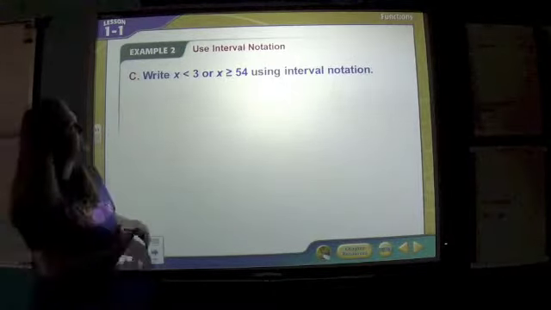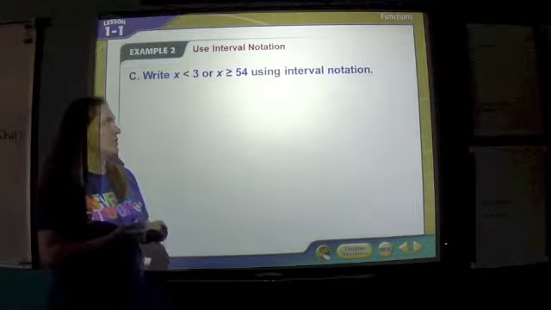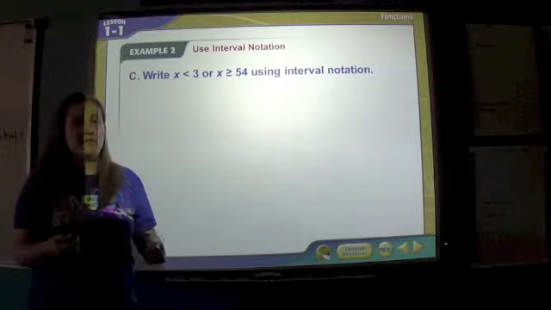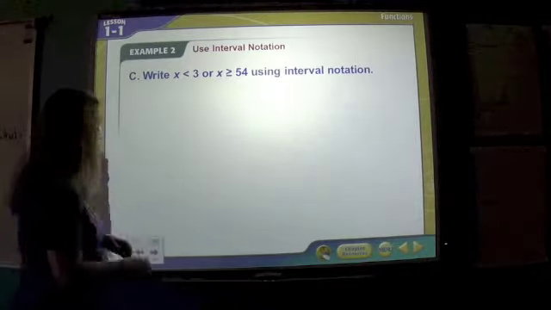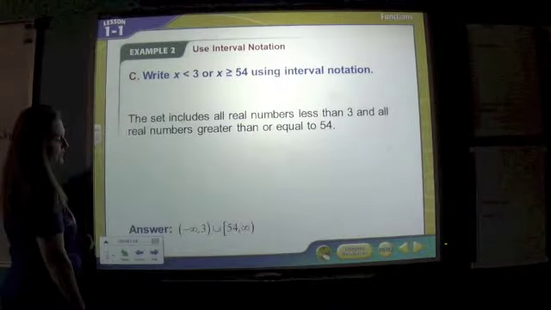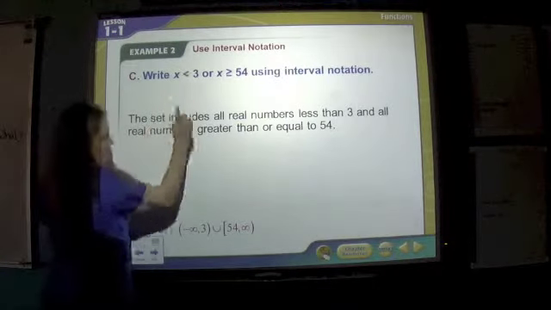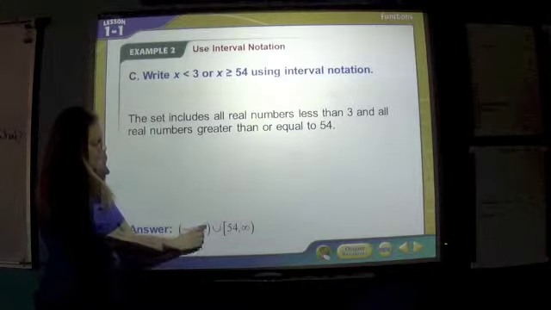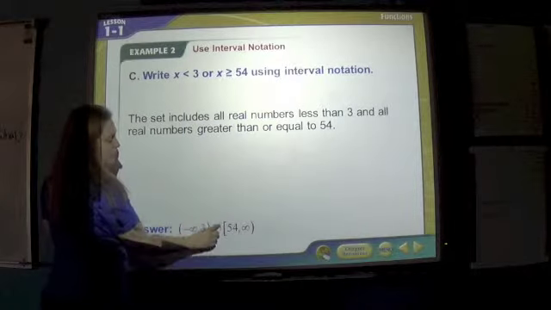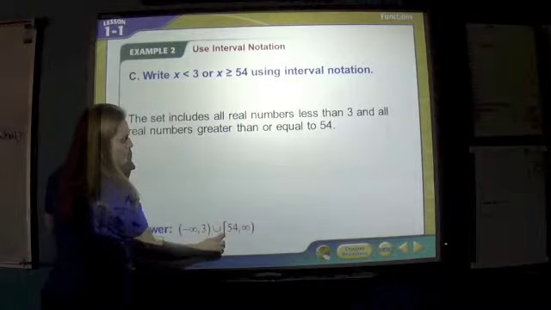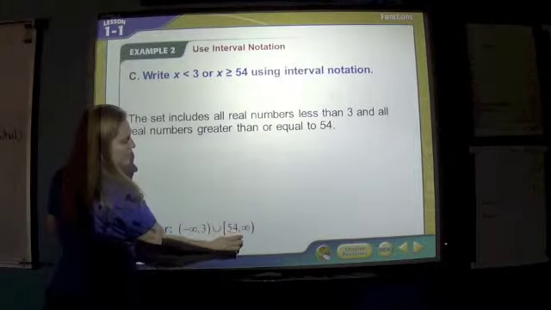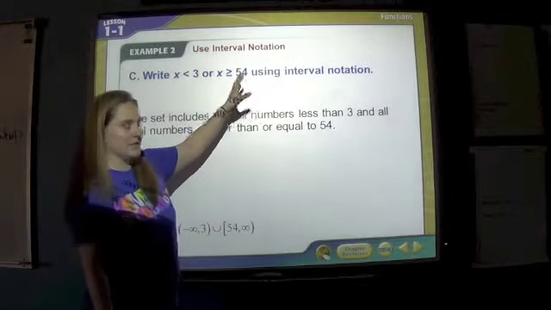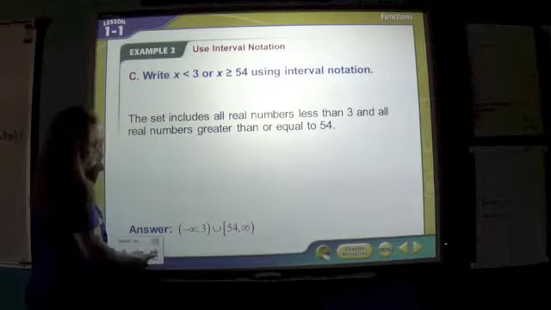Okay? Write x is less than 3 or x is greater than or equal to 54 using interval notation. So remember, or is union, and is intersection. So we go to write it. This is less than 3, so parentheses, negative infinity, comma, 3, parentheses, because that's what the first one is. Union, now this one equals, so a bracket, 54, comma, infinity, and on.